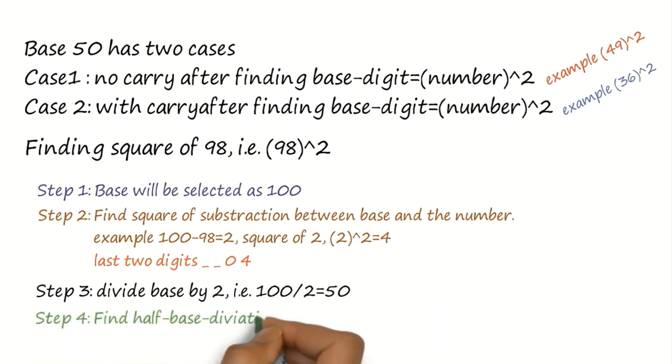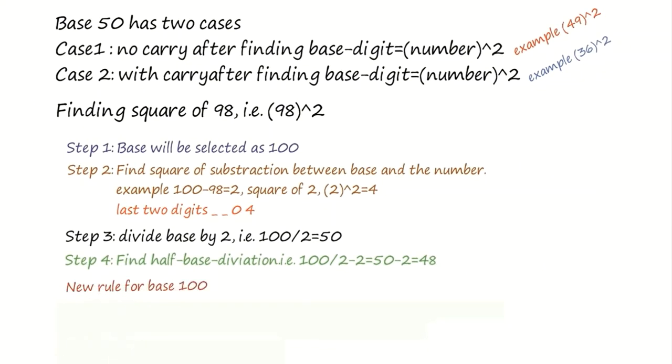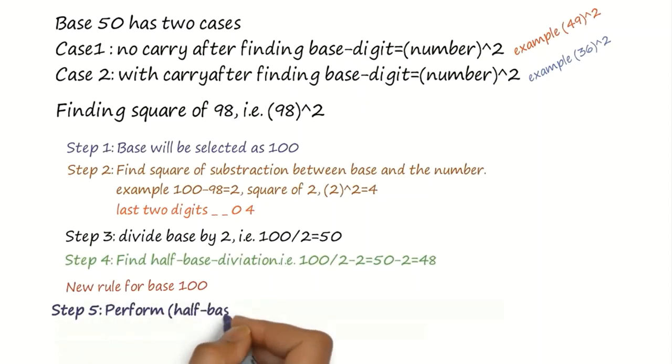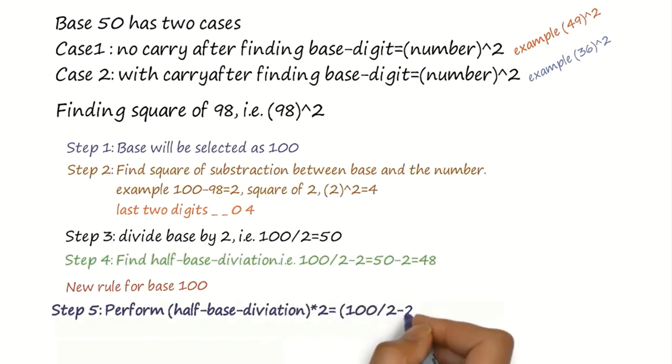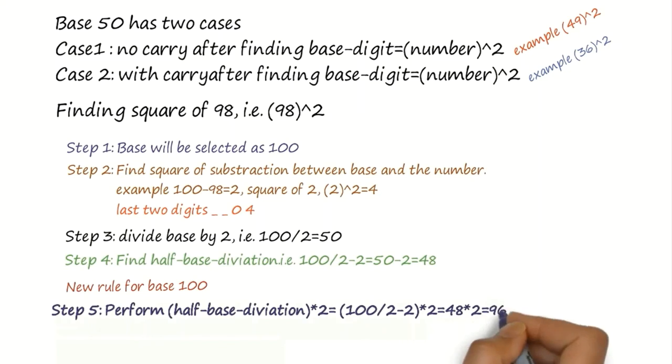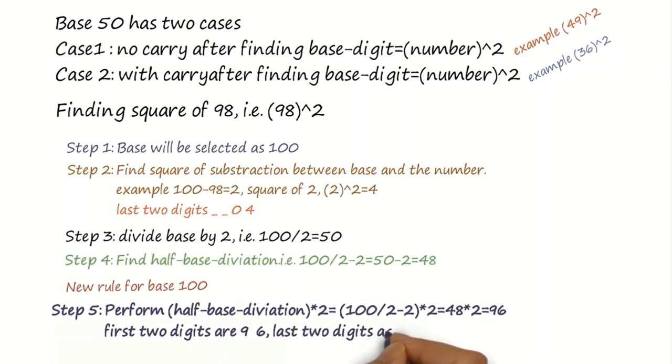Now to find out the first two digits, calculate base by 2, that is 50, then subtract the deviation from base by 2, that is 50 minus 2, which is 48. However, for base 100, the only change is we have to perform base by 2 minus deviation as we did for base 50, but the only difference here is we have to multiply the result by 2. Here 100 by 2 minus 2 is 48, and according to the new rule perform 48 into 2, that will give you 96. Therefore, first two digits will be 96 and last two digits will be 04. So 9604 is the result of 98 square.